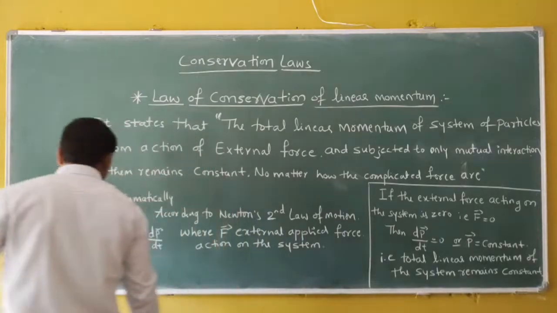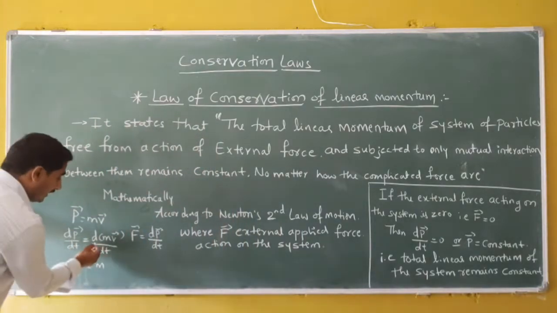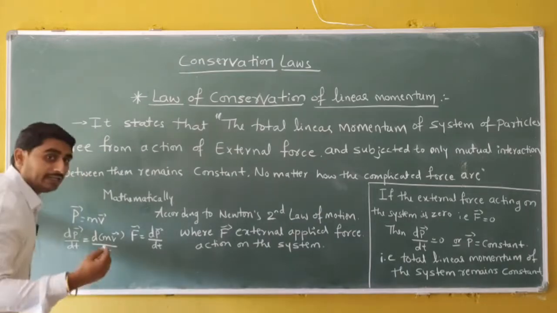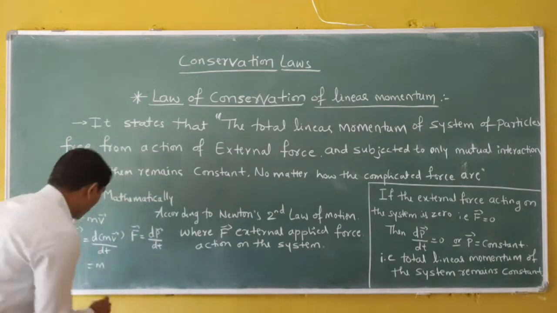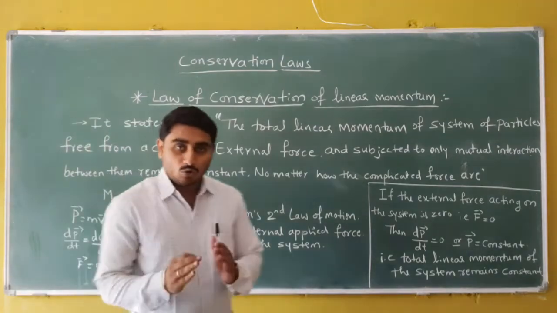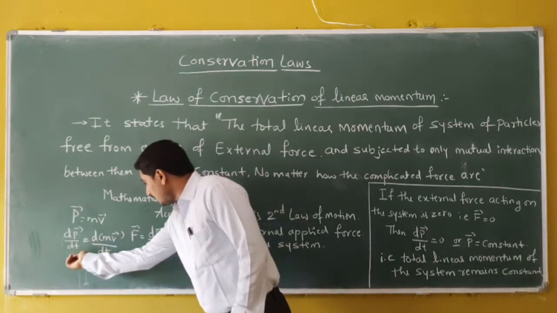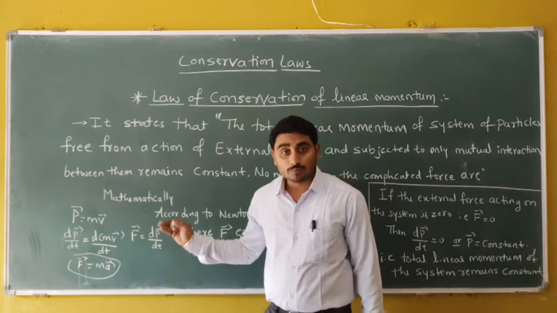So here I am going to write m is a constant term, so only I am going to differentiate dv divided by dt. dv divided by dt is what? The rate of change of velocity. It is nothing but an acceleration. I hope now you got, that is F is equal to ma. I hope you know that this formula is often used in physics, that is F is equal to ma.